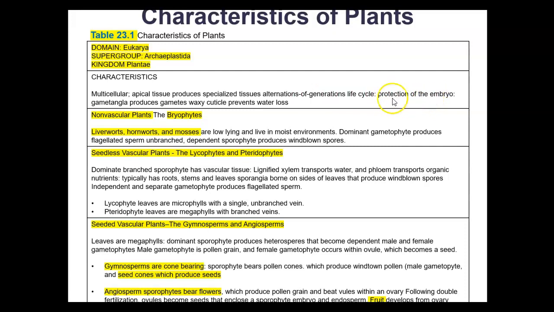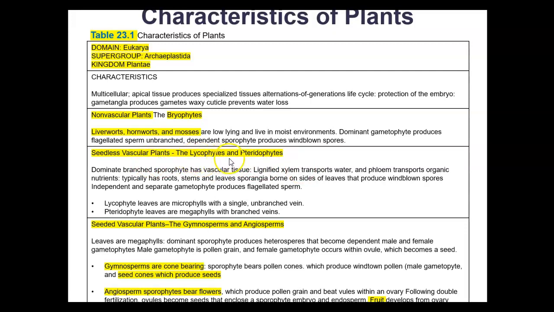Plants all protect the embryo either with a spore or seed, and many plants have a waxy cuticle which prevents water loss. Now, moving on to the groups, the non-vascular plants, which are of course seedless, altogether are called the bryophytes. There are 3 members of the bryophytes: liverworts, hornworts, and mosses. And then we move on to the vascular plants that are seedless. So these 2 groups still produce spores.